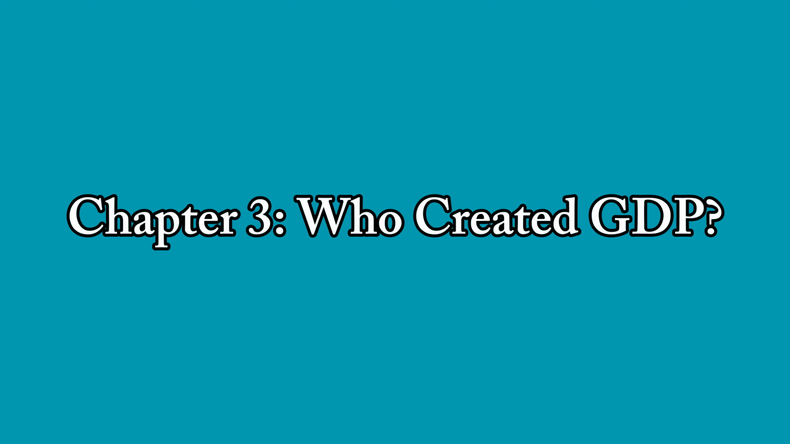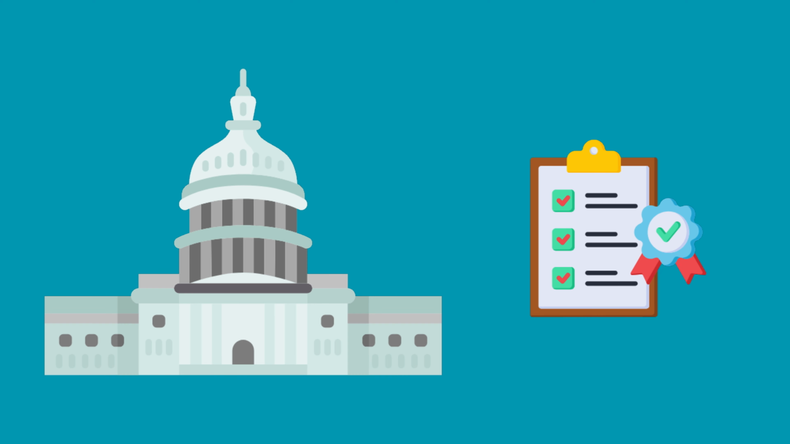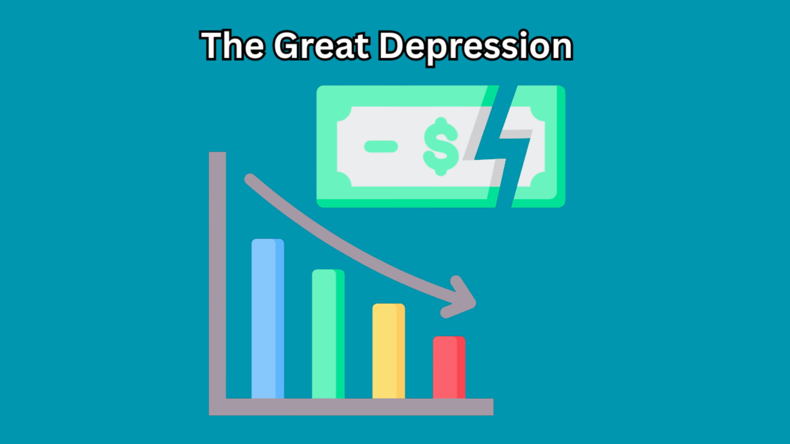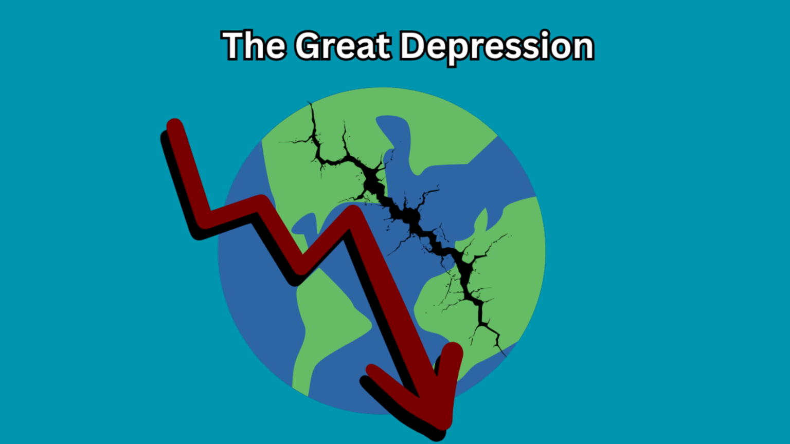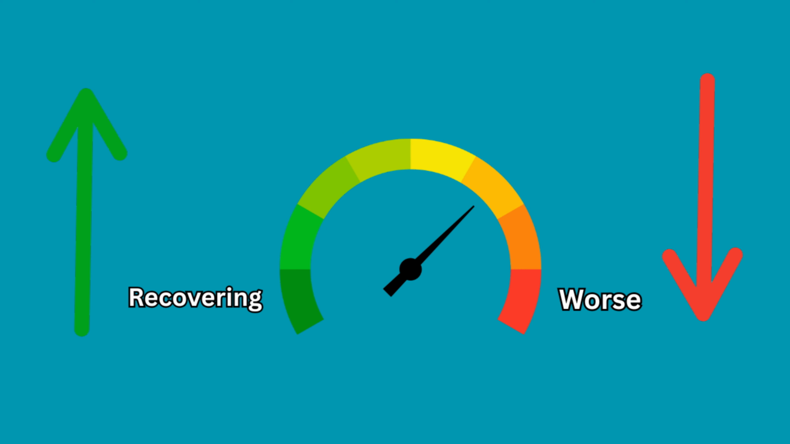Who created GDP? GDP was created in the 1930s by an economist named Simon Kuznets, while he was working for the US government during the Great Depression. The Great Depression was a period of severe global economic collapse. At the time, the government needed a clear way to measure how badly the economy had fallen and whether it was recovering or getting worse.